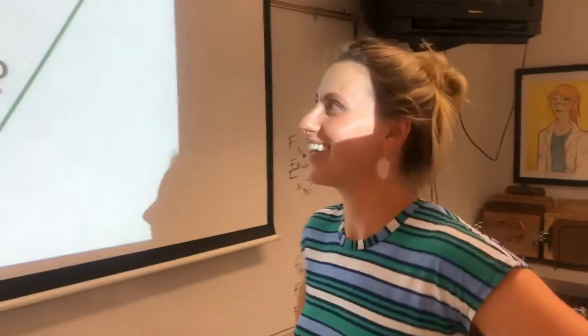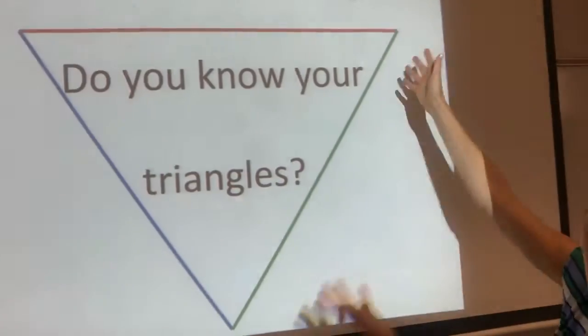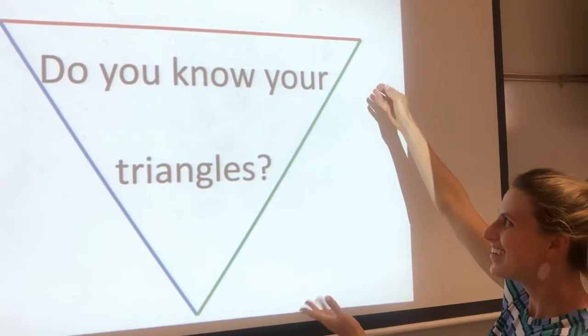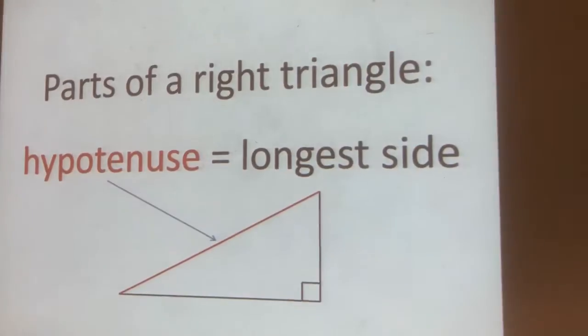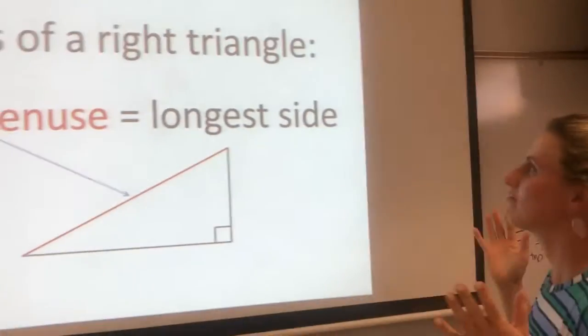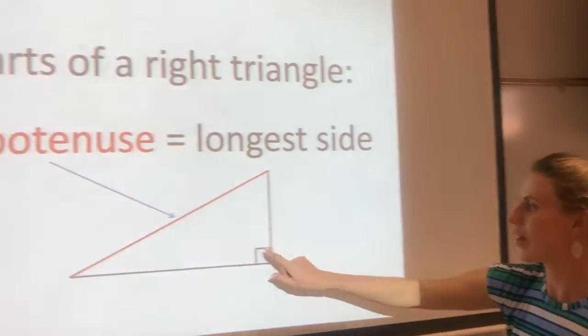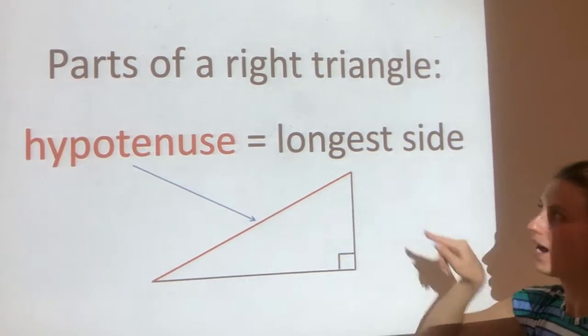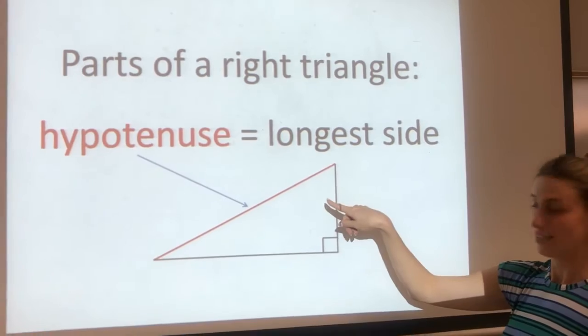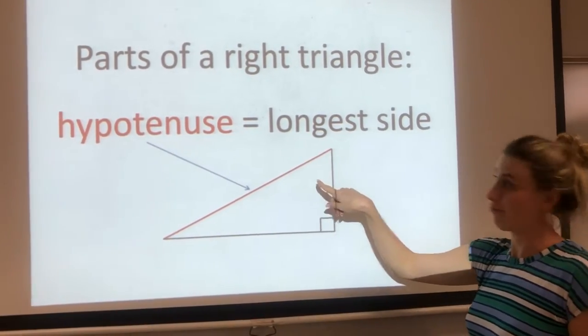Good morning, ladies and gentlemen. Do you know your triangles? Our friend the triangle. Let's talk about the parts of a right triangle, 90 degrees. The longest side is our hypotenuse. They better know that. Write this down too, even if you don't, write it down.